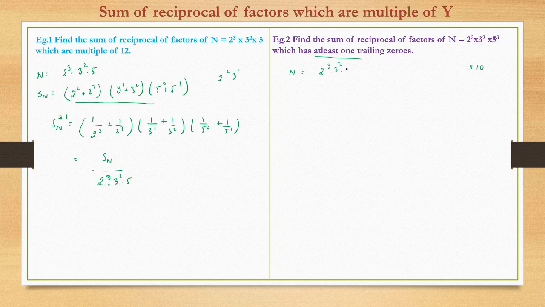So let's see how to proceed with this. Same as the previous question. Now, had the question been to find the sum of the factors which are just a multiple of 10, our approach would have been what? 10 is 2 into 5.